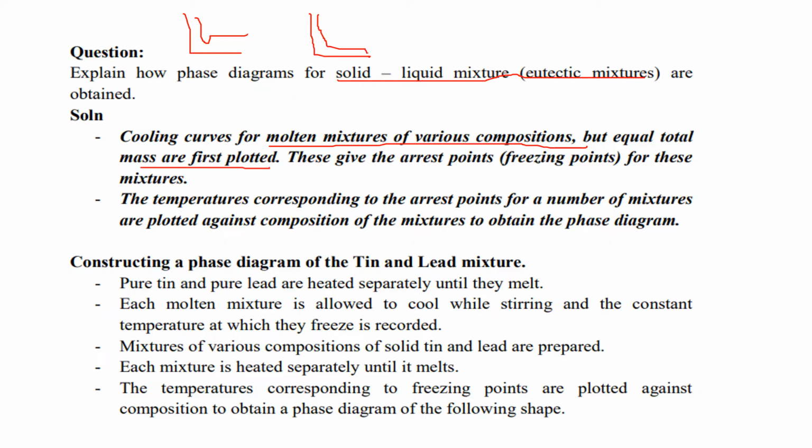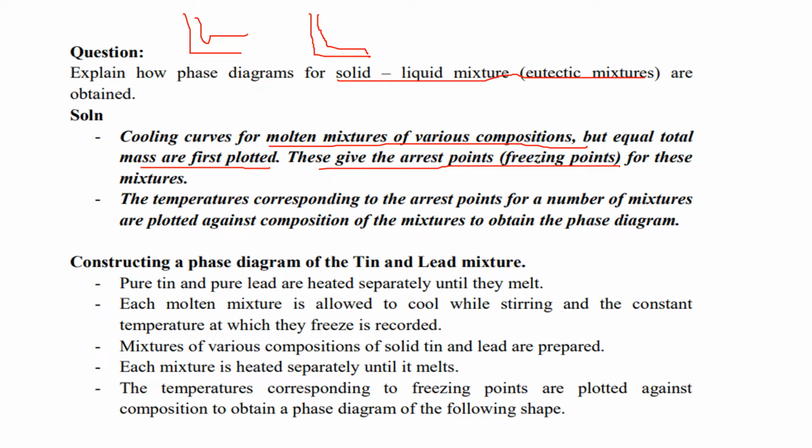And then a decreasing temperature of our crystallized solid. So that's what we are meaning here. Cooling curves for molten mixtures of various compositions, but equal total mass, are first plotted. These give the arrest points. Arrest points can also be called freezing points for these mixtures.